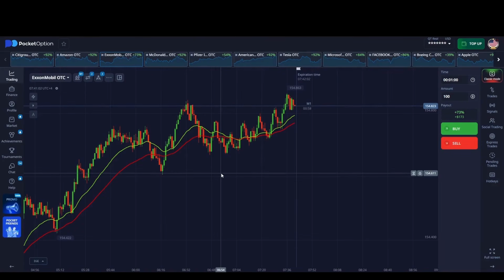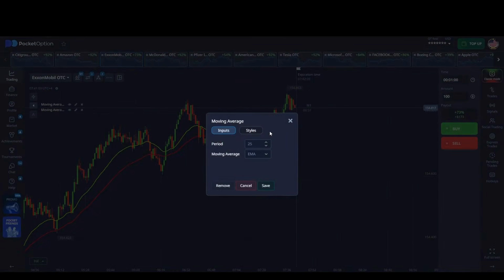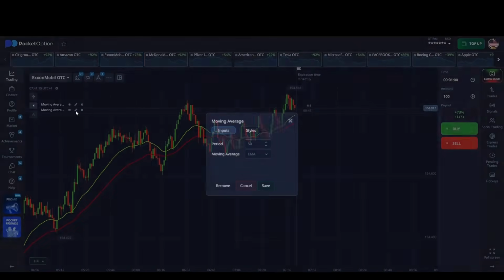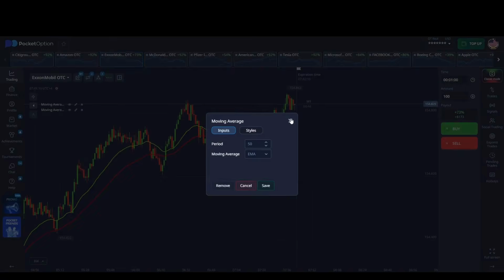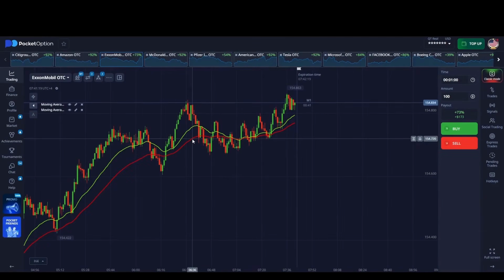If you want to learn how the EMA strategy works in detail, you can watch our previous video where I explained the complete setup. We use two EMAs, the 25 EMA, which is green, and the 50 EMA, which is red. Now let's get started. First, we'll combine support and resistance with the EMA strategy.